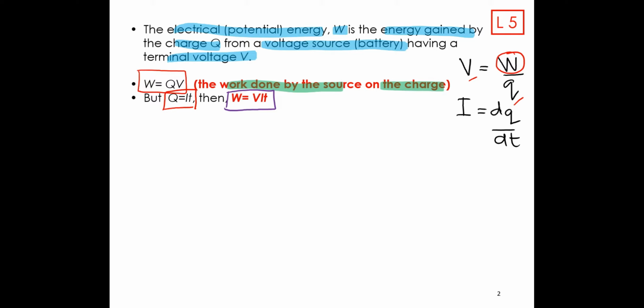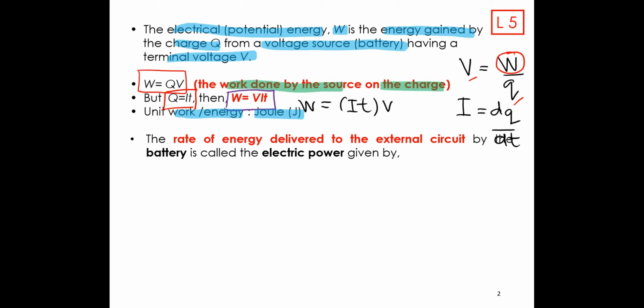Just substitute Q into W. W equals Q, which is IT, times V. So you have VIT. And as we know, the unit for energy, that's the basic unit: work or energy must be in joule. So that's the unit of work.